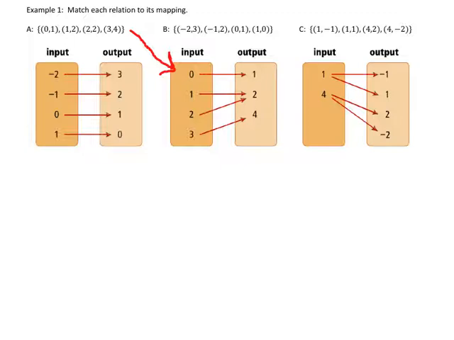If you take a look at the second one, part B, we have the point negative 2 matched up with 3. So negative 2 is matched up with 3. Then negative 1 is matched up with 2. 0 is matched up with 1. And 1 is matched up with 0. So this mapping matches that relation. So let's put an arrow going there as well.